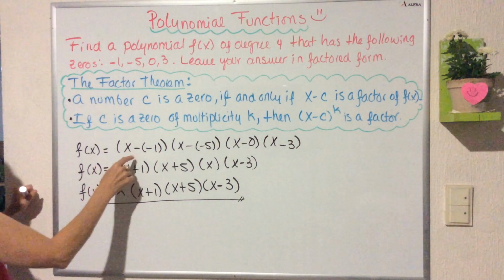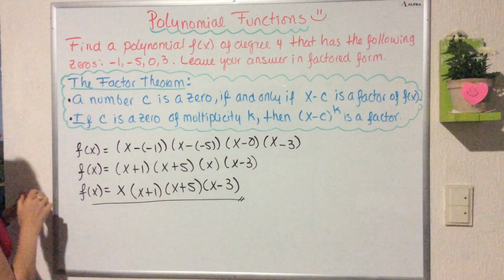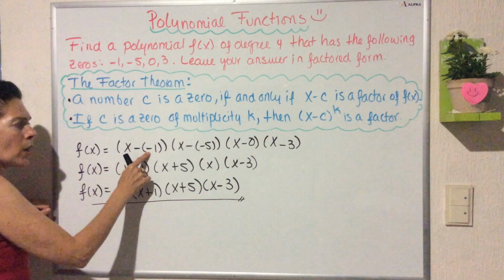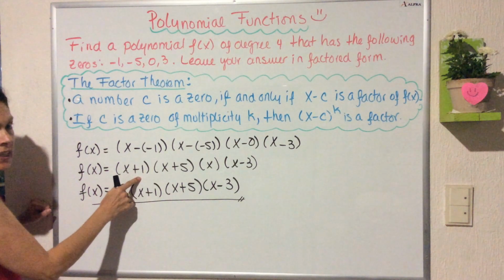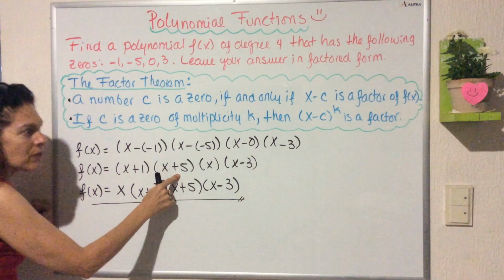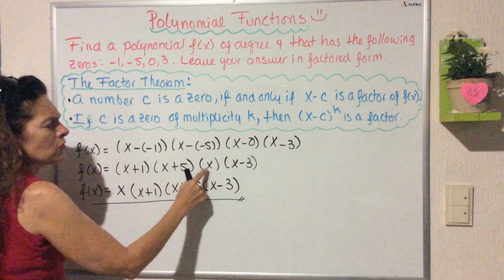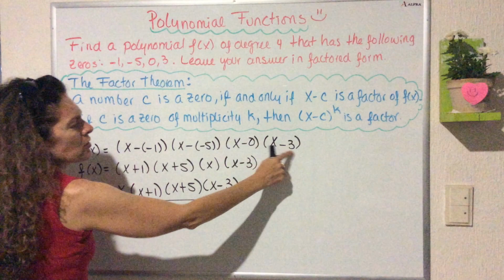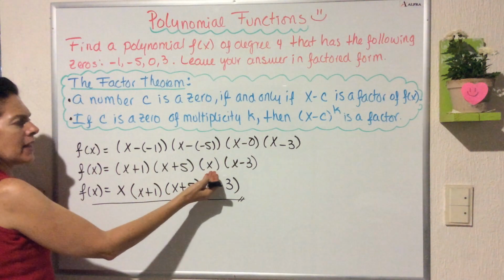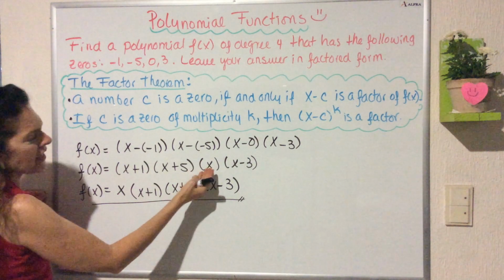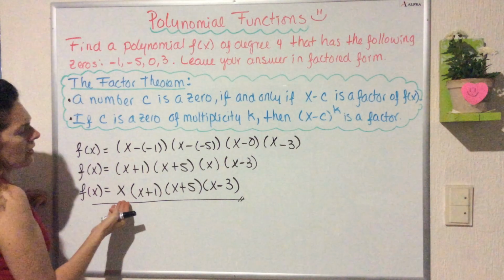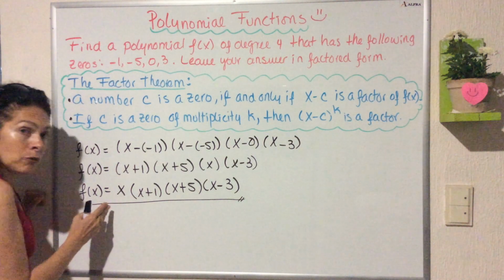Now, let's simplify this product. So we have x minus times minus 1, so x plus 1 in the end. x minus minus 5, x plus 5. And then x minus 0, just x. And x minus 3, x minus 3. And when we have a factor that is just x, we send it to the beginning of the factors and with no parentheses.